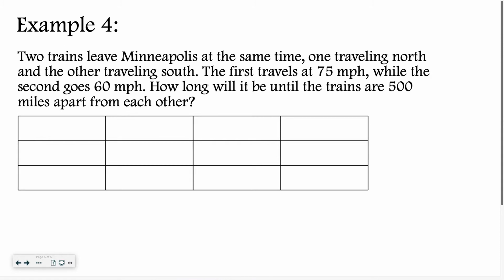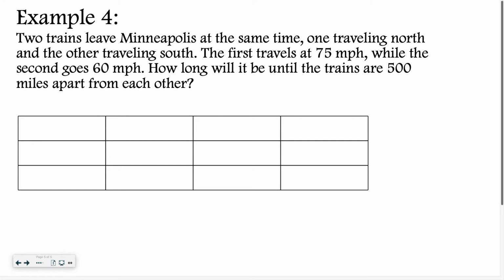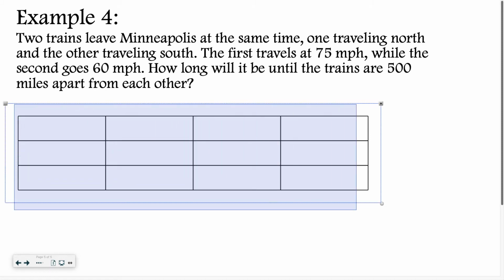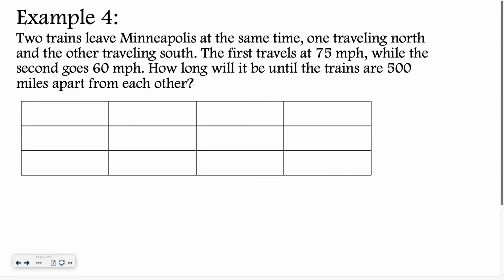Example 4 is a little bit different than everything that we've talked about so far in this video. You can see that we still have a table. It's slightly smaller, so it's the same kind of idea. But whenever we deal with distance problems, you set it up a little differently. So I'm going to remind you that if I wanted to figure out the total distance traveled, I would take however fast something's traveling, so the rate of something, and I would multiply it by however long it's been traveling. So distance equals rate times time.